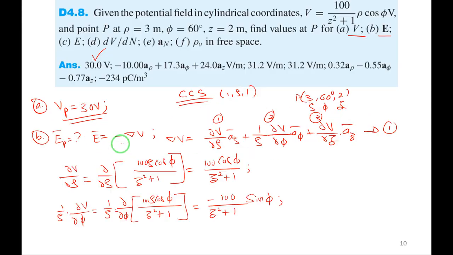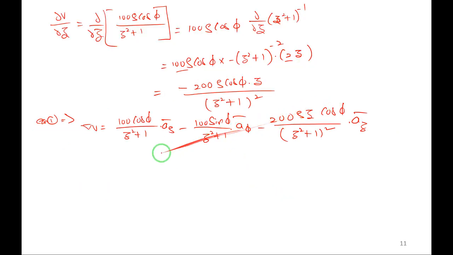But what we want to calculate is E at point P. So E is equal to minus of del V, but at point P. What is P? P is 360 degree and 2. Let me write P here once again for my reference.